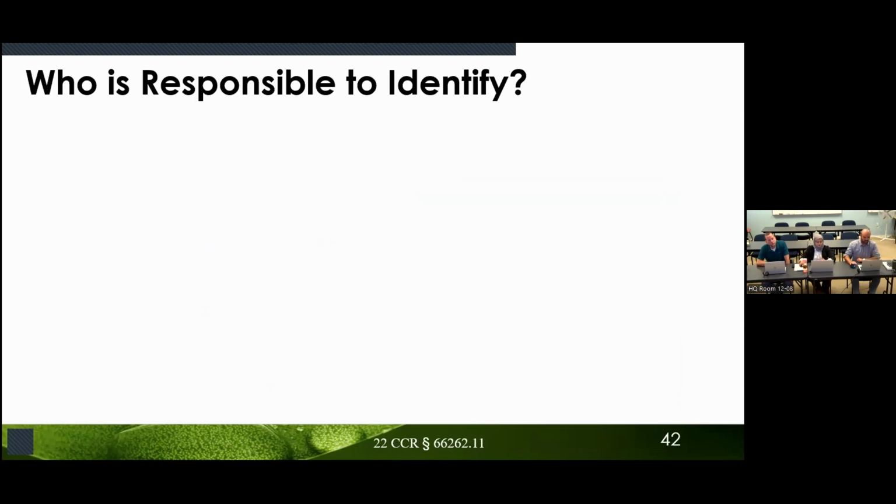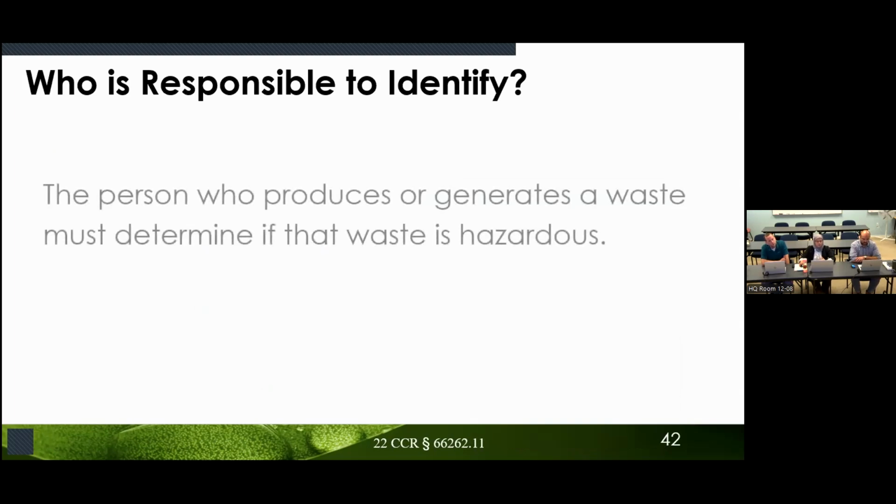Before we go further, it's important to know who is responsible for identifying hazardous waste. You heard already, regulations place this duty on the waste generators. They must assess if their waste meets hazardous criteria, meaning it is either listed or exhibits a characteristic. Correct identification is crucial for safe management and compliance with environmental laws, protecting public health and the environment. Next one, please.